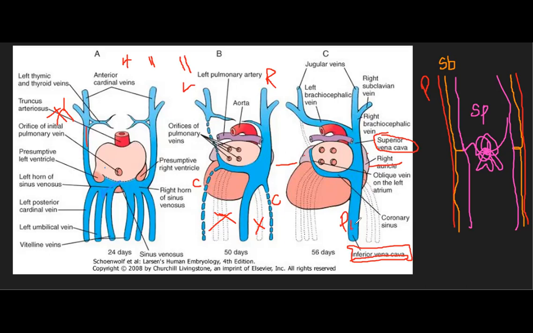left cardinal vein. This blue color one is the posterior left cardinal vein. Okay, which will form this inferior vena cava.